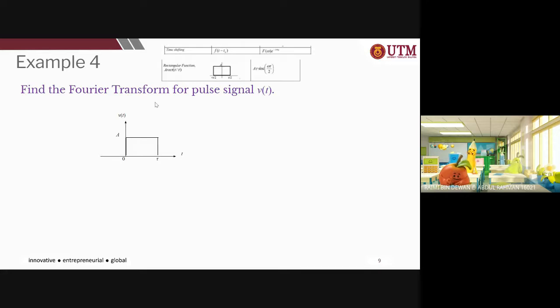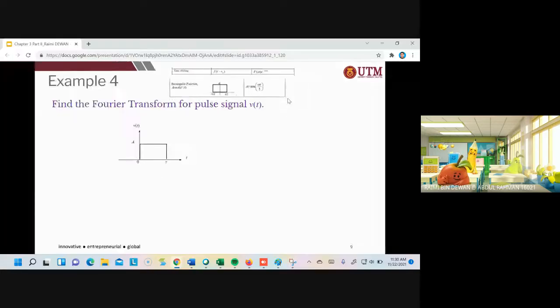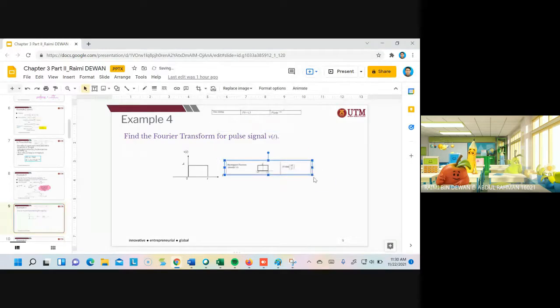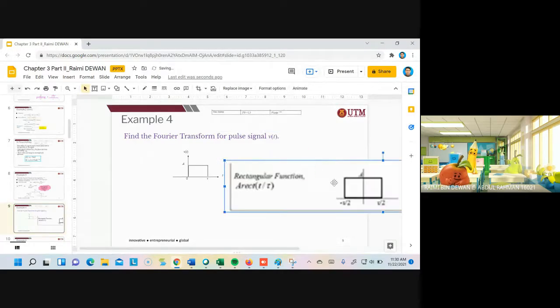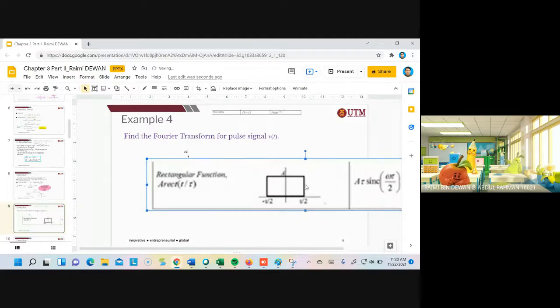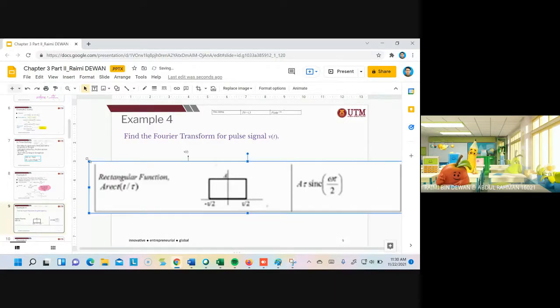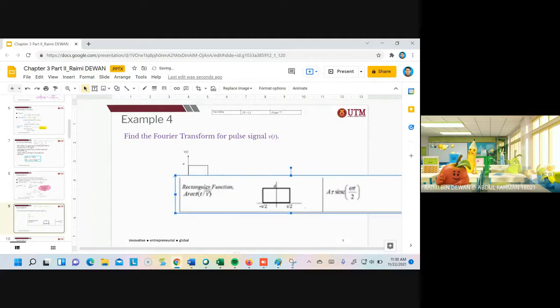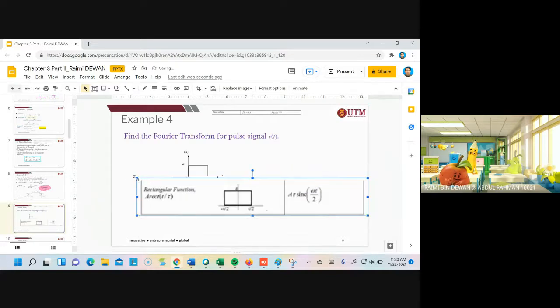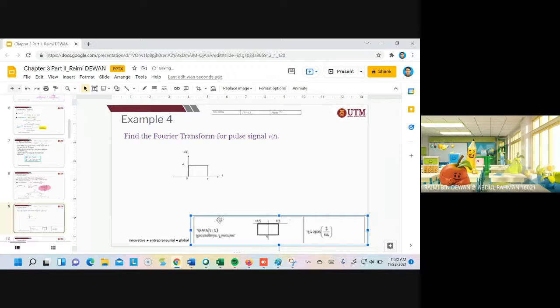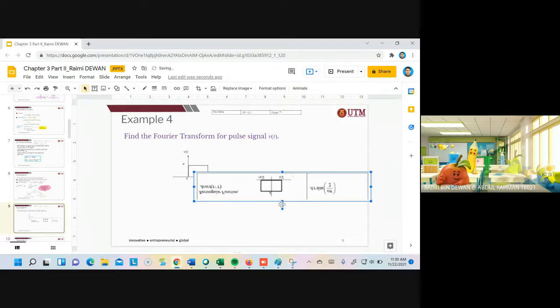So find the Fourier transform for pulse signal v(t). You can see this signal initially should be rectangular, right? In the middle. You can see it's actually shifting, shifting all to the positive region. So this is one of the examples of the pulse signal, of the shifting of signal.